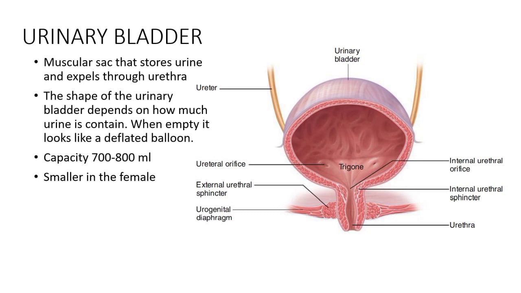When the bladder is really distended or stretched by urine, it becomes firm and pear-shaped and may be felt just above the pubic symphysis. Urine is formed continuously by the kidneys, but it is usually stored in the bladder until its release is convenient. And lastly, the urethra.